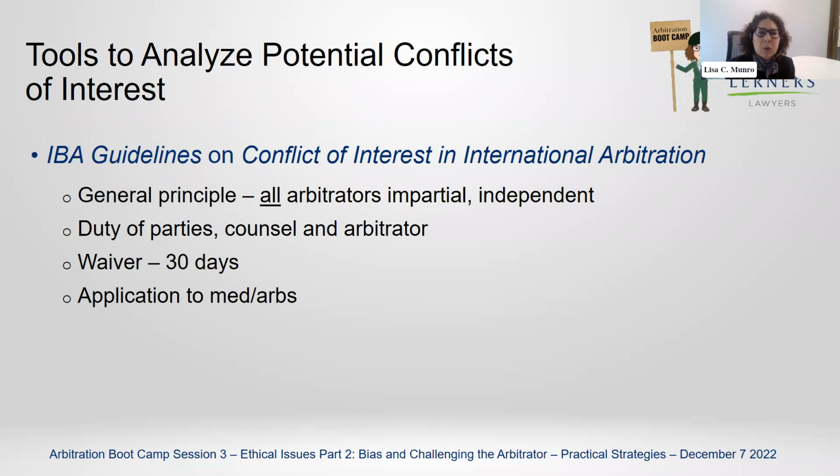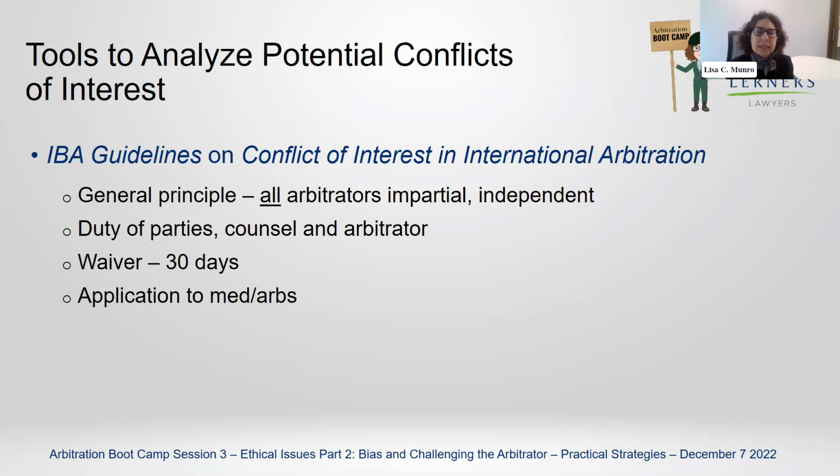So I'm now going to focus on the actual analysis of conflicts of interest, and again on the IBA guidelines on conflicts of interest, which is, I think, the most helpful tool to be consulted in these circumstances. It provides the general principle that all arbitrators are impartial and independent, and that is a principle that you see consistently in the case law, that there is a presumption that the arbitrator is independent and impartial.